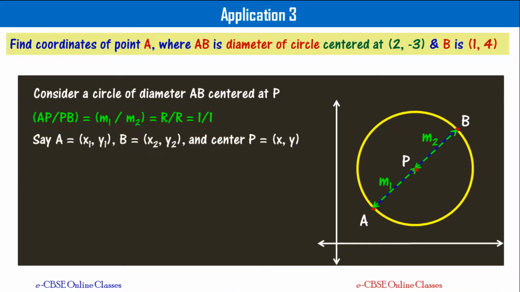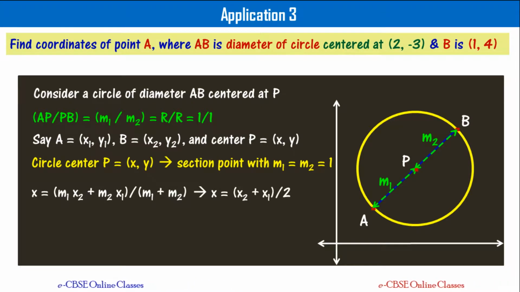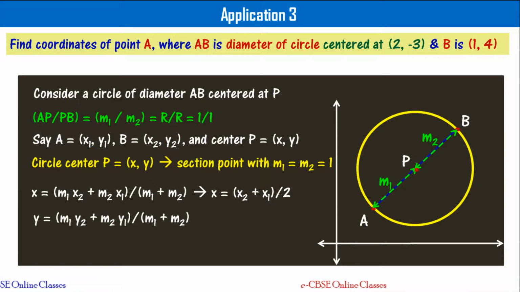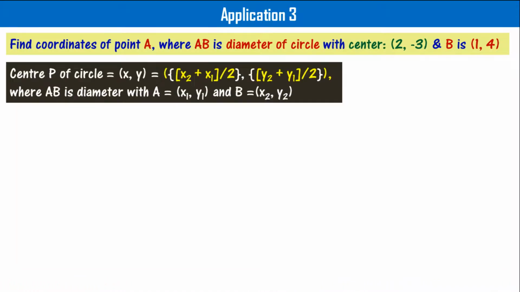So now, if you say that A equal to x1 comma y1 and B equal to x2 comma y2 and center P equal to x comma y, then this is exactly resembling the section point case, right? Center P of the circle is going to be the section point with m1 equal to m2 equal to 1. In such a scenario, in the previous problem, we have shown that x equal to x1 plus x2 divided by 2 and y equal to y1 plus y2 divided by 2, right? It means that center of the circle x comma y is equal to x1 plus x2 divided by 2 comma y1 plus y2 divided by 2. Let's take a note of that.